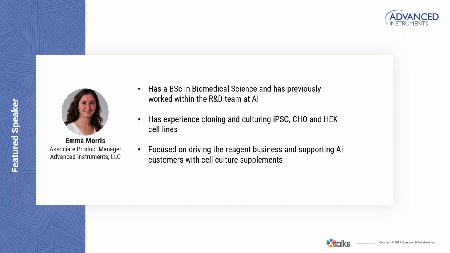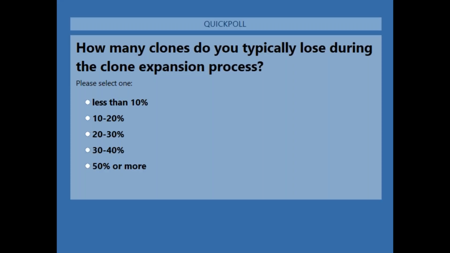Thank you very much to our audience for voting, and we have a second poll question for you, which will be launching on your screen right now. The question is, how many clones do you typically lose during the clone expansion process? Please select one of the following: less than 10%, 10 to 20%, 20 to 30%, 30 to 40%, or 50 or more percent.